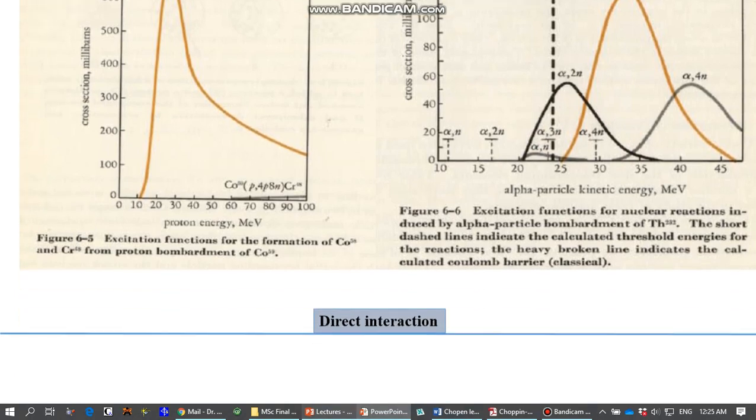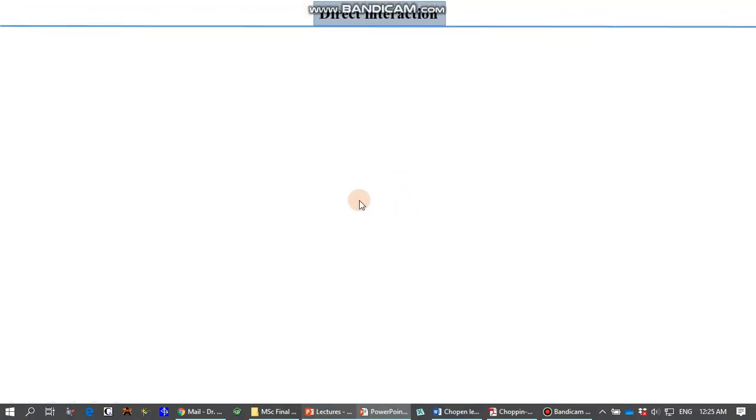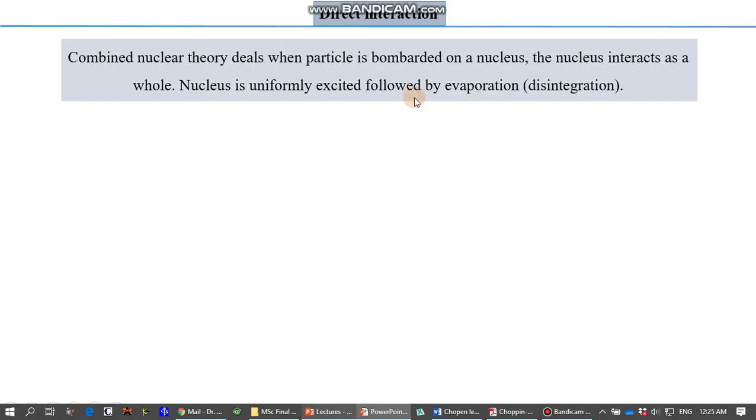Now coming to a direct reaction or direct interaction. We have already discussed the compound nucleus theory, and in this theory, whenever a particle is bombarded on a nucleus, the nucleus interacts as a whole with that bombarded particle, and this interaction is in terms of absorption. Whenever we bombard a nucleus by a particle, that particle gets inside the target nucleus, and we expect that overall the nucleus interacts.